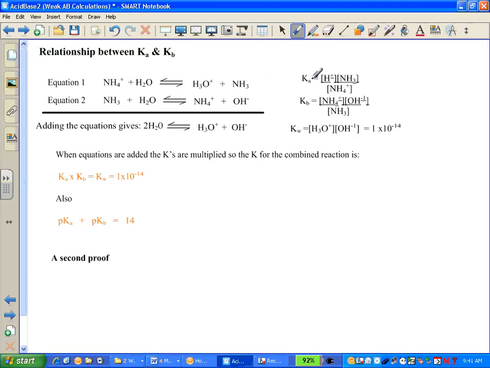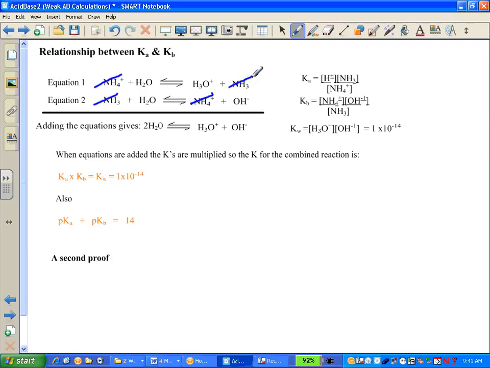When we look at their expressions, we've got Ka and Kb, which are simply the equilibrium laws for these reactions. Now, when we add these two reactions, what we can see is that the NH4 plus and the NH3 are on both sides of the equation, so they can be deleted as we add these reactions.